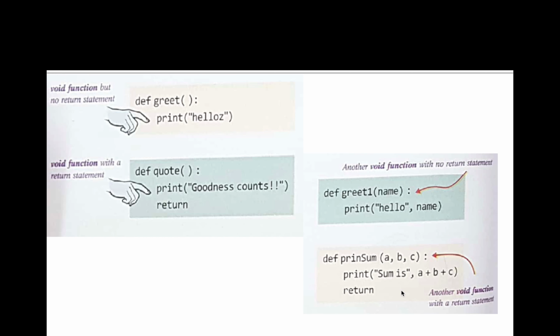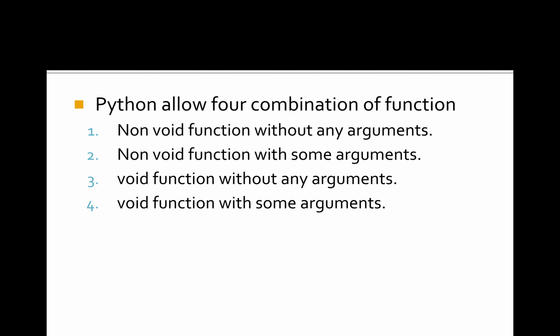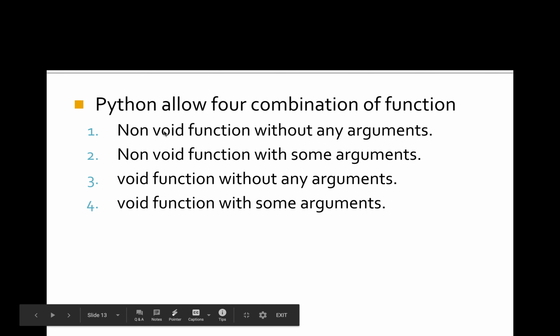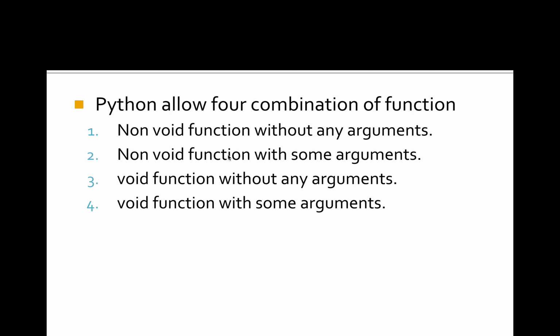So we can write a function in 4 ways. A function must be one of 4 combinations: non-void function without any argument, non-void function with arguments, void function without any argument, and void function with some argument. These 4 ways we can add functions in a program. These 4 types are valid.